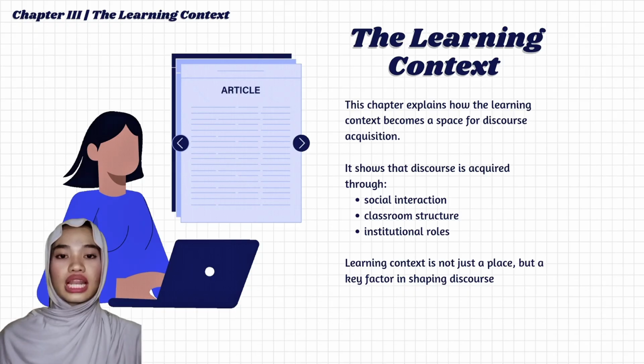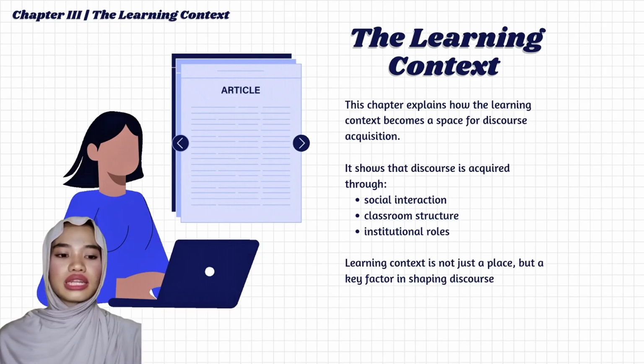The first one is social interaction. This involves the mastery of social practices and norms within the classroom, where language is used to construct academic reality. And the second is classroom structure. This refers to the systematic and hierarchical organization of communication, which dictates how information is exchanged. And the last is institutional rules. This pillar highlights the structured relationship between teacher and student, where institutional goals and curriculum demands shape the language used.